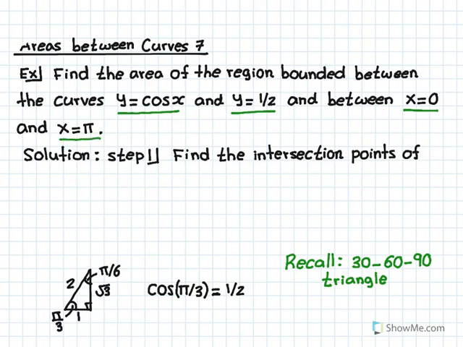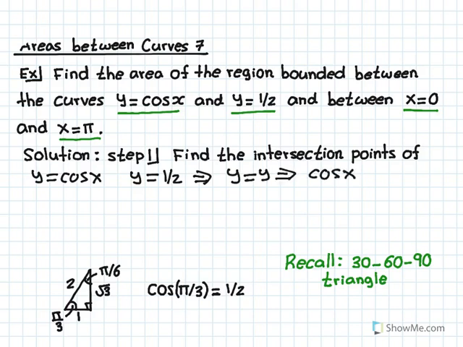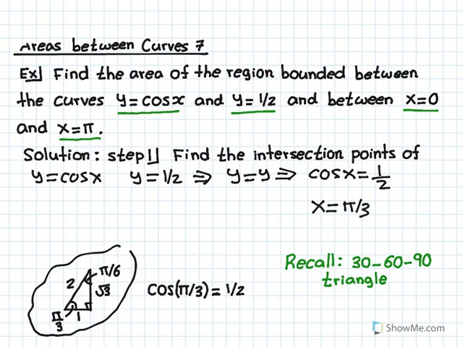We will start by finding the intersection points of y equals cosine x and y equals 1/2. To find the intersection point, we just make y equals y and solve for x. You can't always algebraically solve for x, but in this case we can reason it out from the special triangles, the 30, 60, 90 triangle. So what is the angle whose cosine is 1/2? Well, clearly from this triangle, you can see that cosine of pi over 3 is 1/2. So x is equal to pi over 3. And the interval, of course, is x between 0 and pi.